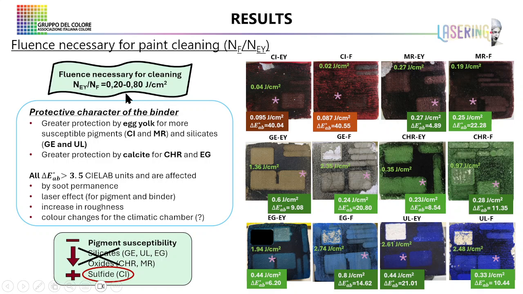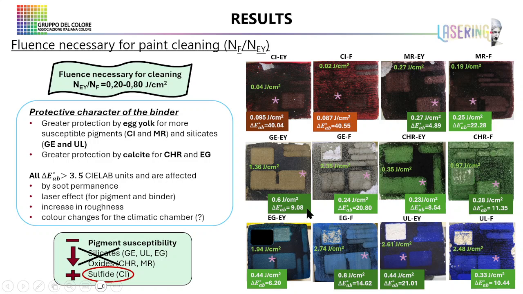Damage for the paintings is in the range of 0.2 to 0.8 J/cm². Even in this condition, the greater protection given by the binder, especially egg yolk, is still evident in the more susceptible pigments such as cinnabar and Mars red, and silicates such as Egyptian ultramarine blue and green earth. On the other hand, greater protection is given by calcite for chromium green and Egyptian blue.